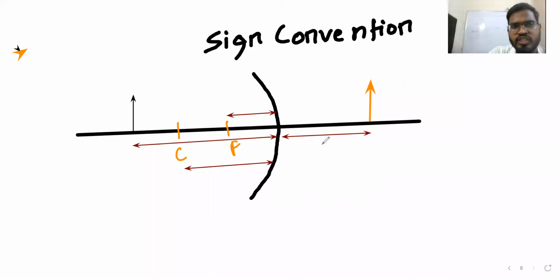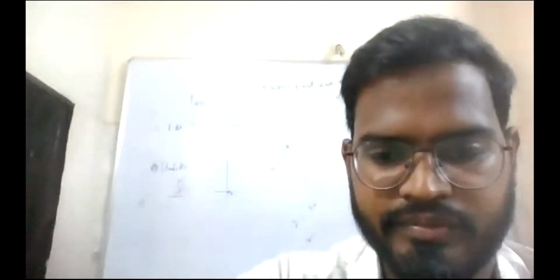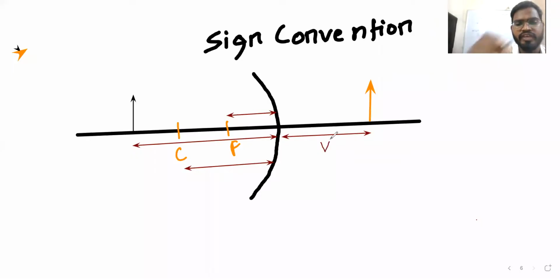So this is, guys, U, sorry, this is V. And this distance you can say is U, the object distance. This is the radius of curvature, and this is the focal length, small f.